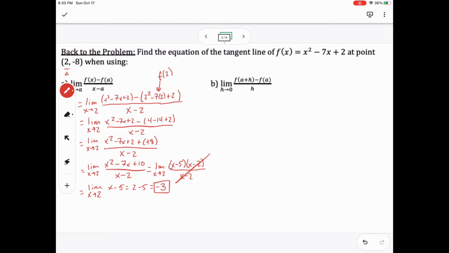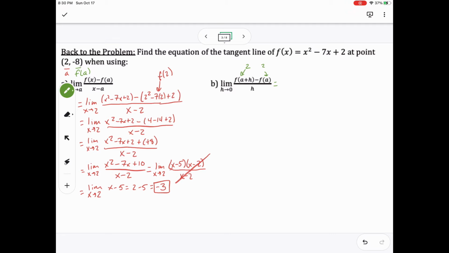Now before I find the tangent line's equation, because I have the slope, I want to show you that the other one works as well, because after that finding the equation is the same process for both of them. So I'll just do that once for us. So here, notice that we have an a. That is the same a that we used in the previous example right there.